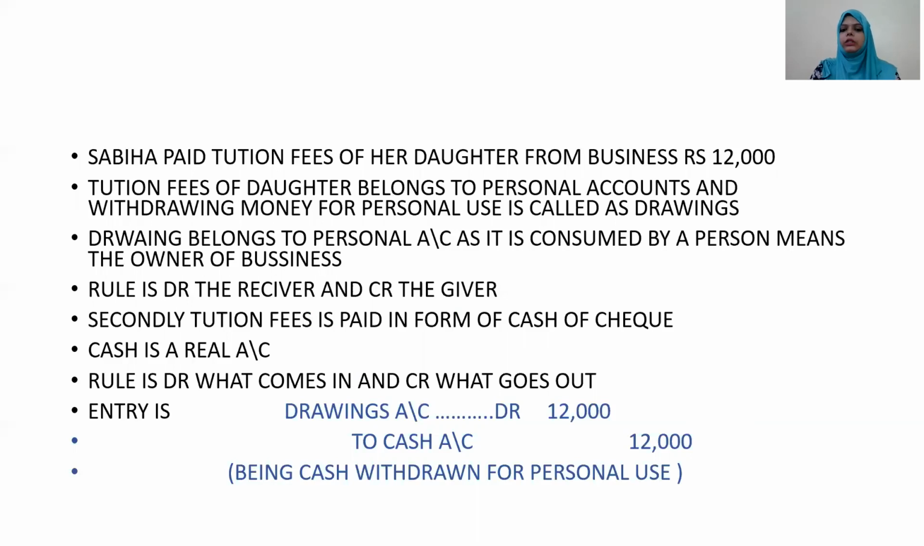Secondly, tuition fees is paid in the form of cash or cheque. So cash is a real account: debit what comes in and credit what goes out. So the entry will be drawings account debited 12,000 to cash account. Again, we are seeing the same thing: drawings is always debited. So drawings account debited to cash account, being cash withdrawn for personal use.